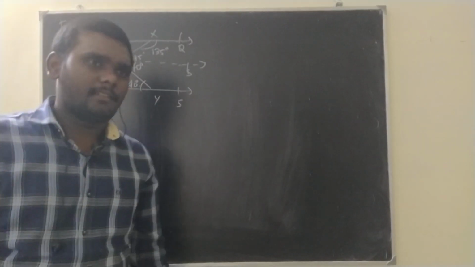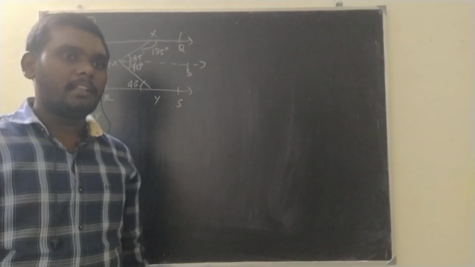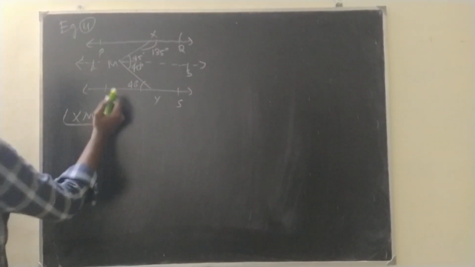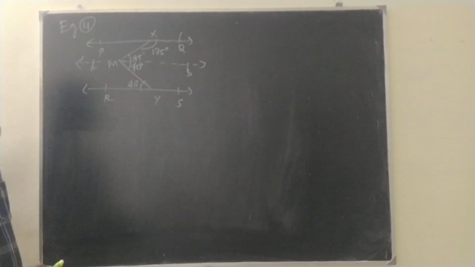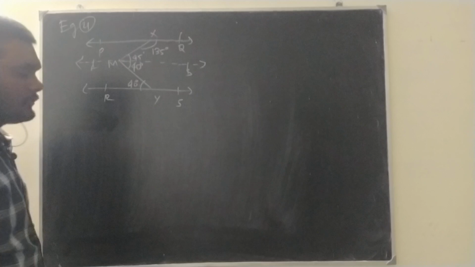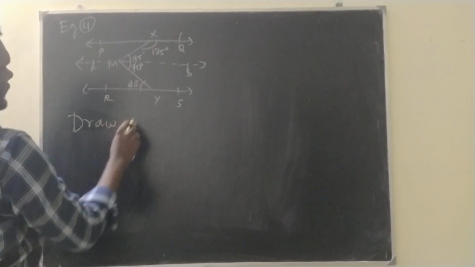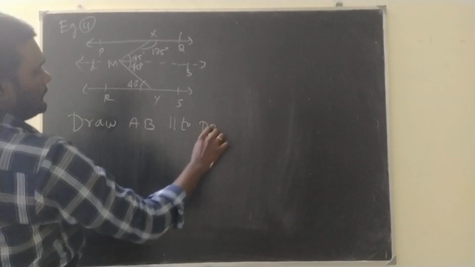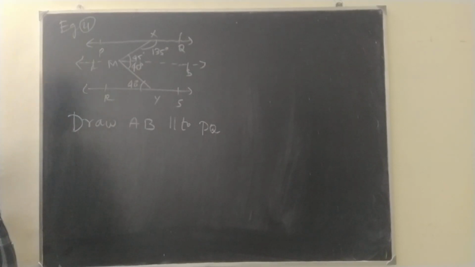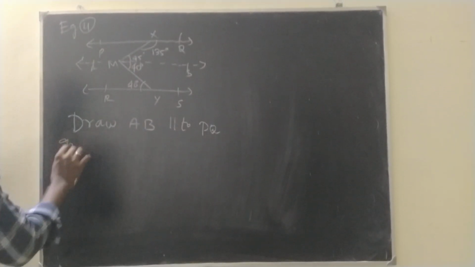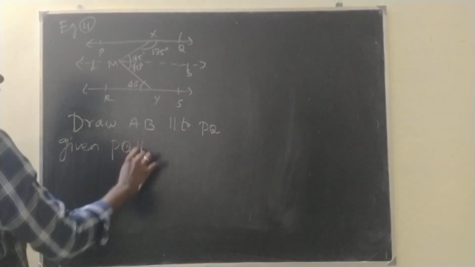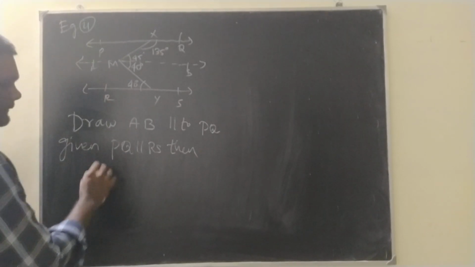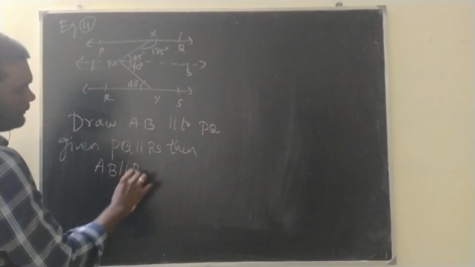Simply, in the diagram itself we can answer. But how will you write it? Step by step, whatever things we have done. Okay. So, I am going to demonstrate how the answer should be given. See, draw AB parallel to PQ. Also, in the question itself they have given that PQ is parallel to RS, then we can say this AB is also parallel to RS.